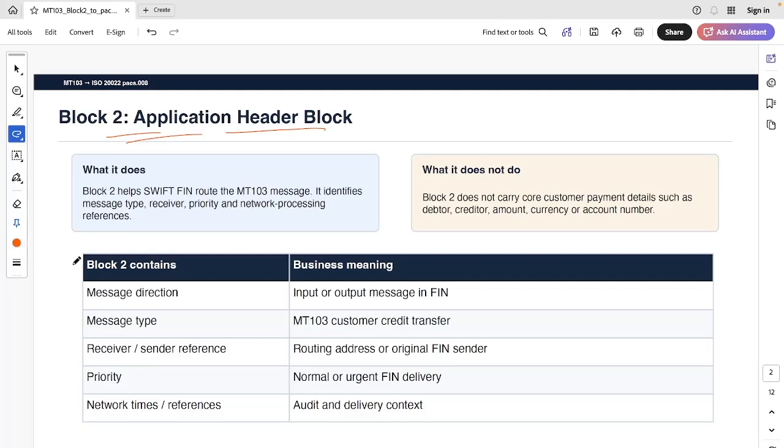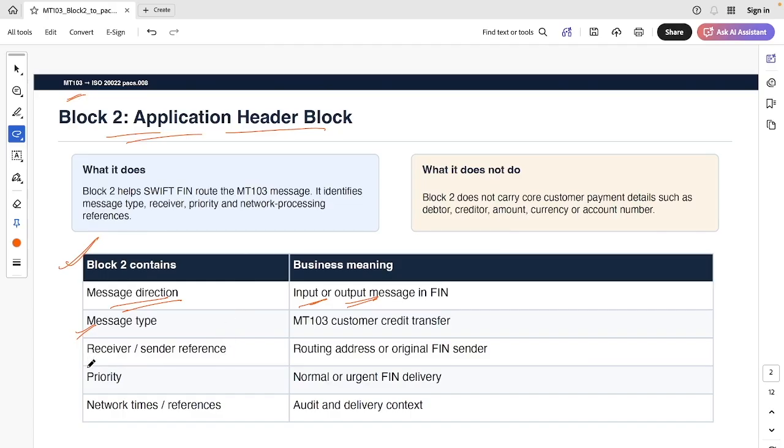The table that you are seeing here summarizes the main information contained in Block 2. The first item is message direction. This tells us whether we are looking at an input message or an output message. An input message is basically the FIN message submitted by the sending bank into the SWIFT network for delivery to another bank. An output message is the same FIN message delivered by the SWIFT network to the receiving bank. The second item is the message type. As is evident, we are talking about MT103, the customer credit transfer.